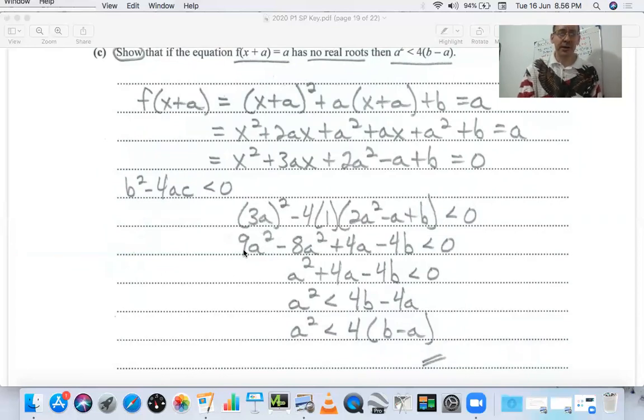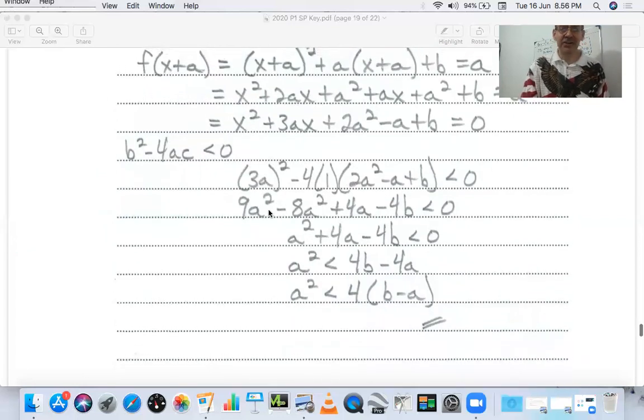So 3a squared is 9a squared, minus, distribute this negative 4. Don't forget the negative. Negative 4 times 2a squared makes a negative 8a squared. Negative 4 times negative a now makes a positive 4a, and negative 4 times b makes a negative 4b. So make sure you're distributing the negative 4 to all three terms. Now 9a squared minus 8a squared is just a squared.